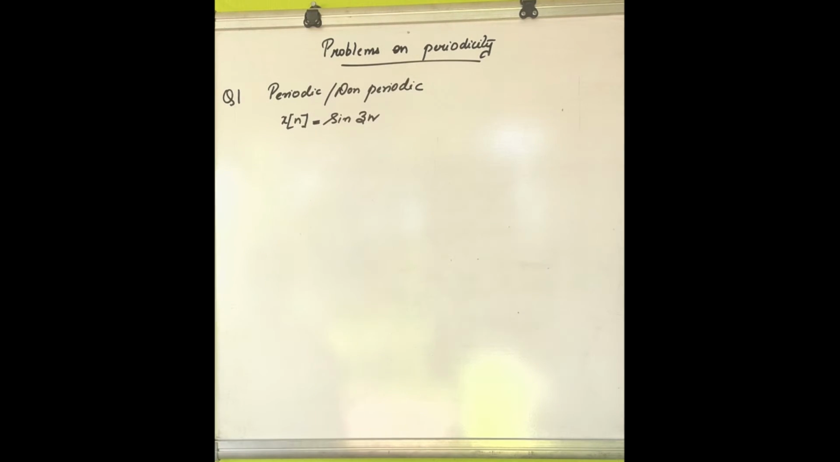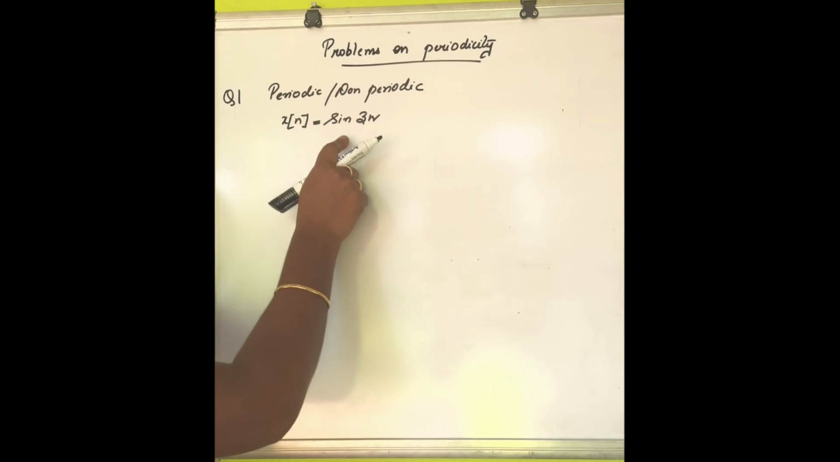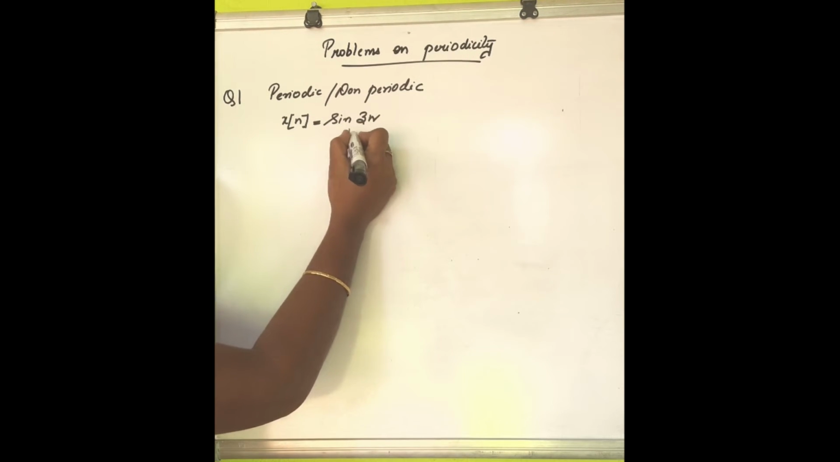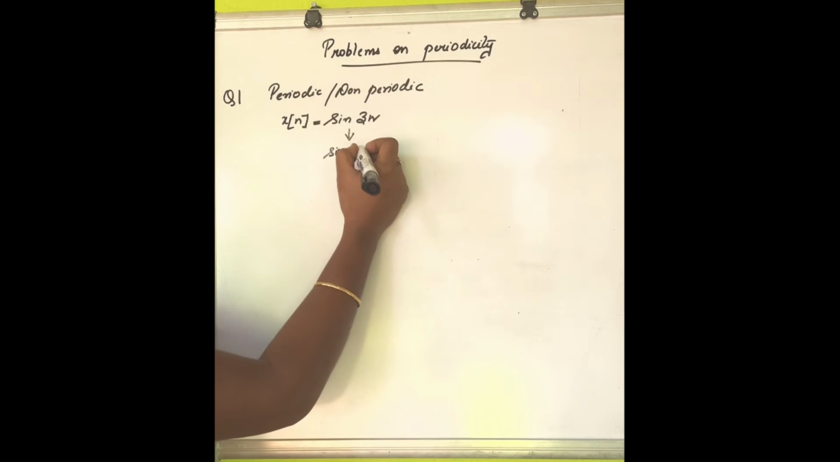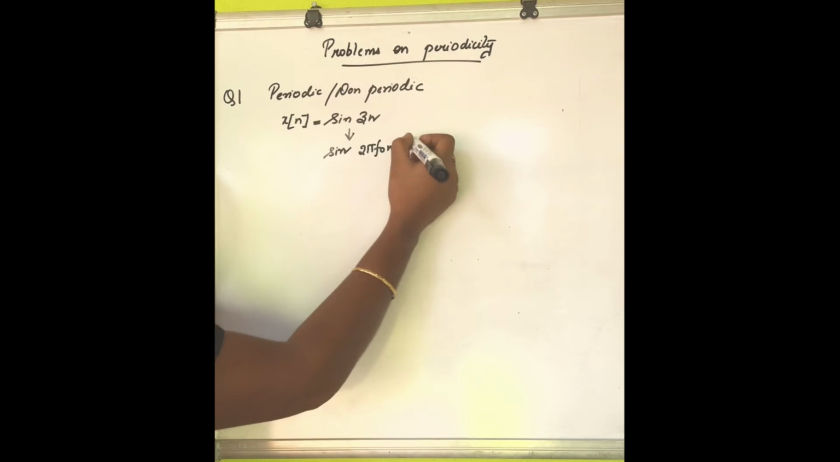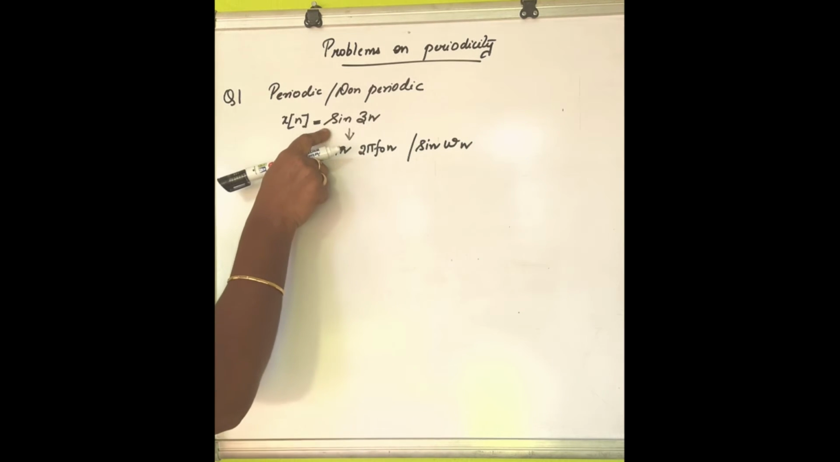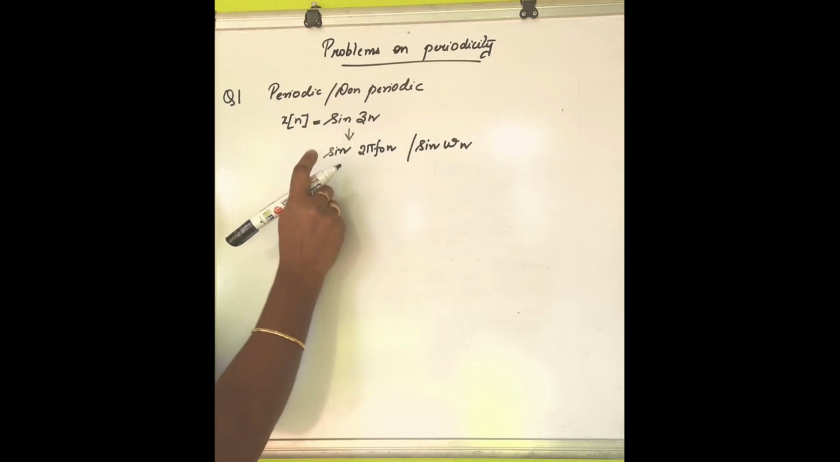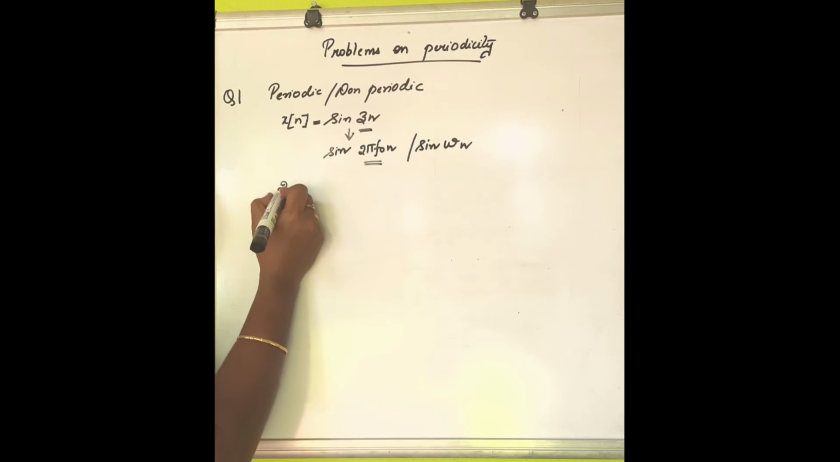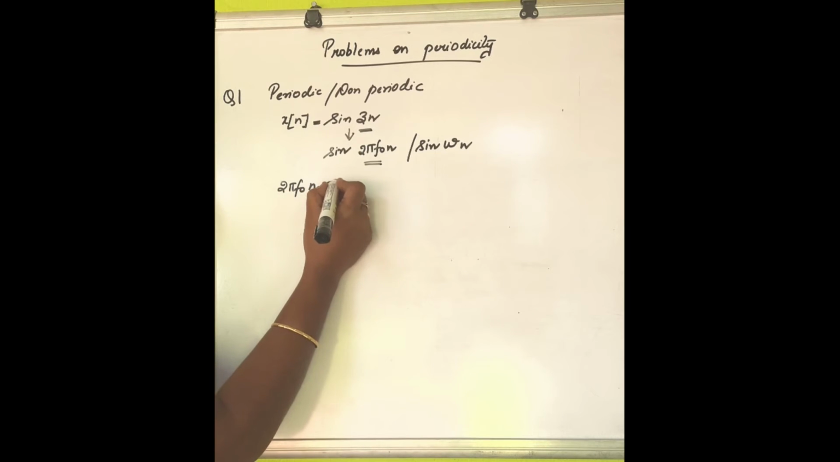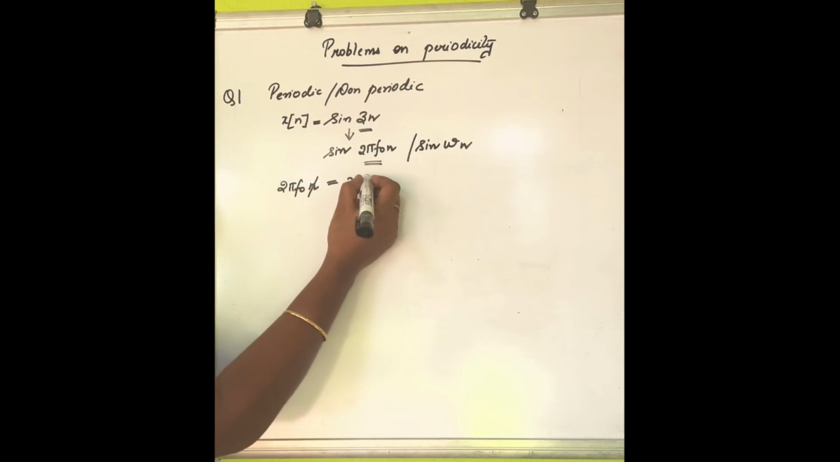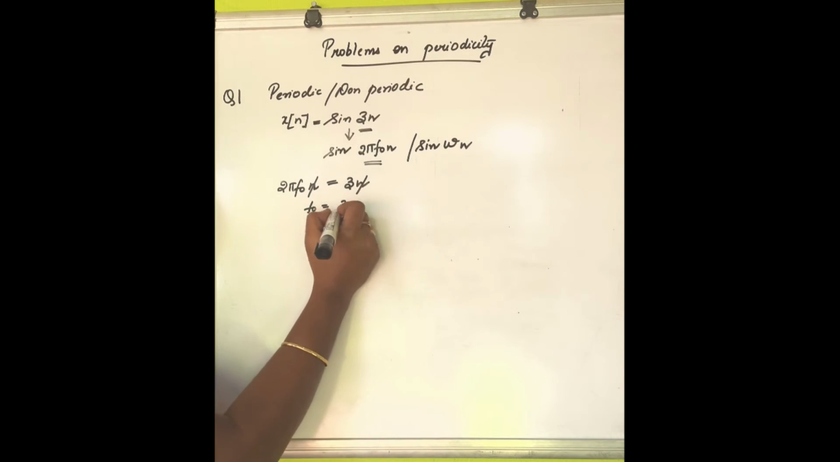Problem on periodicity. x of n is equal to sin 3n. Now we are asked to find whether this signal is periodic or non-periodic. So the form to write sin 3n can be sin 2 pi f naught n or sin omega n. Okay, so these are the two ways to write sin 3n. So once this is written, compare this and 3n. So your 2 pi f naught n will be equal to 3n. Now cancel this n. What is f naught? It is 3 by 2 pi.